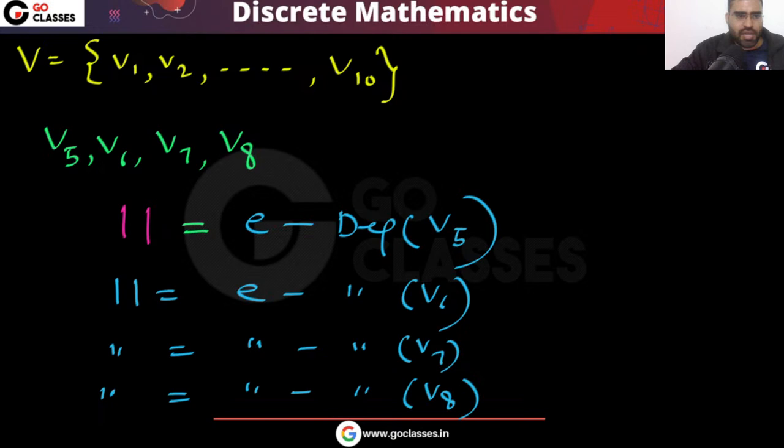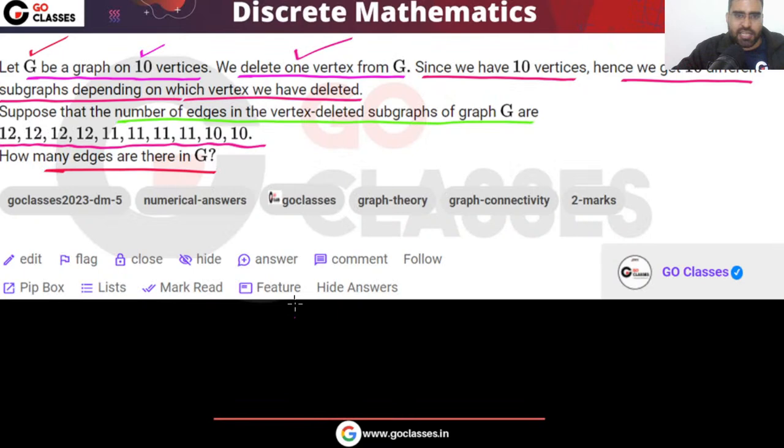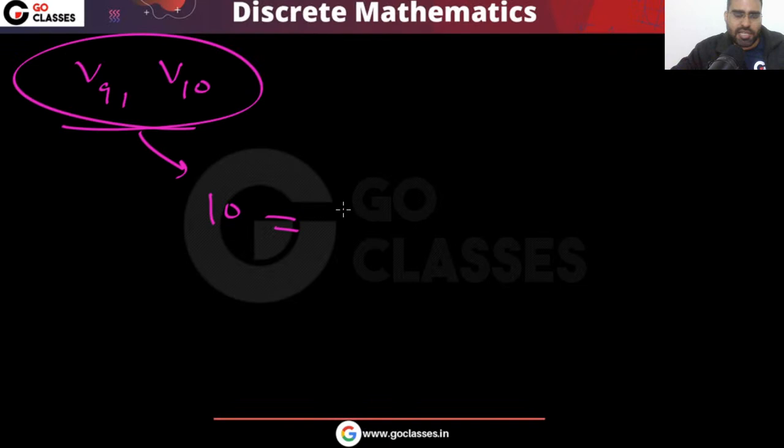And what about the rest, V9 and V10? You can say 10 edges are remaining. The question is saying 10 edges are remaining. If you delete them, then 10 edges remain. So this 10 will be equal to E minus degree of V9, and similarly, 10 equals E minus degree of V10.